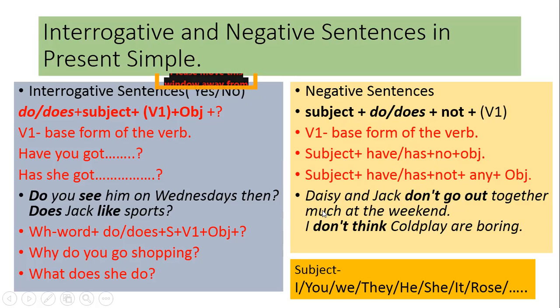Like Daisy and Jack don't go out together much at the weekend. I don't have any books, so that is the example. I have missed that example here, sorry. So here the subjects are I, you, we, they, he, she, it, and so on.